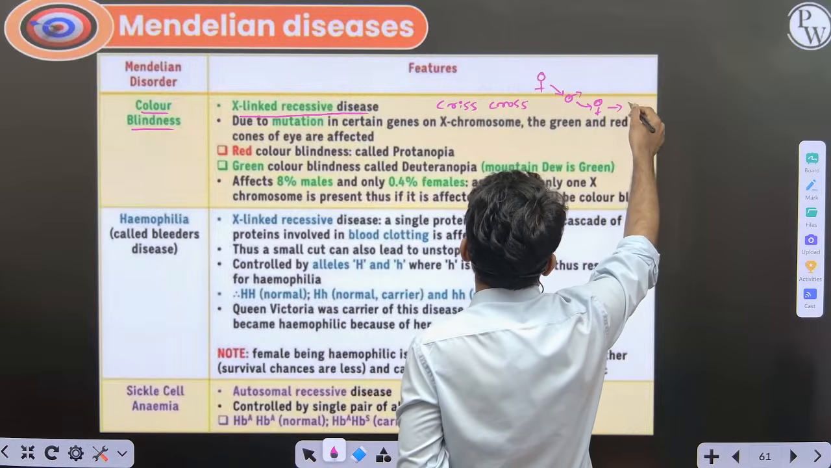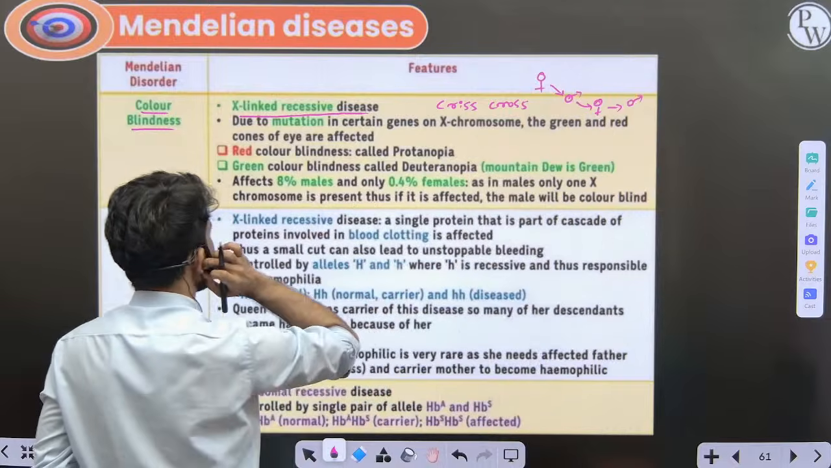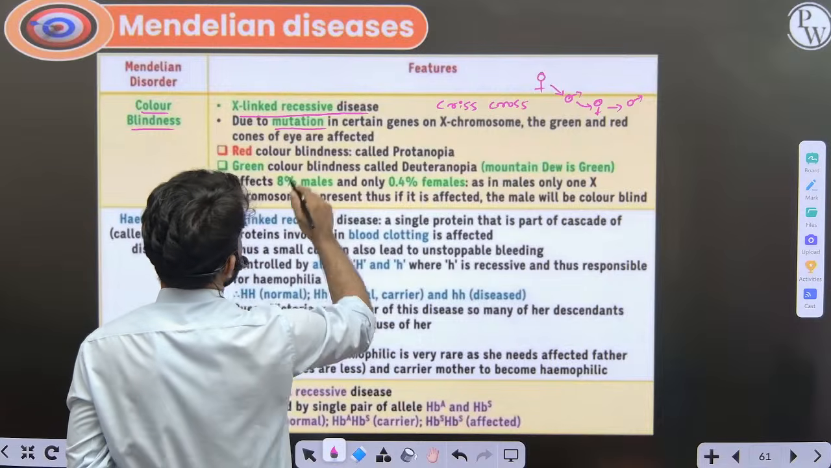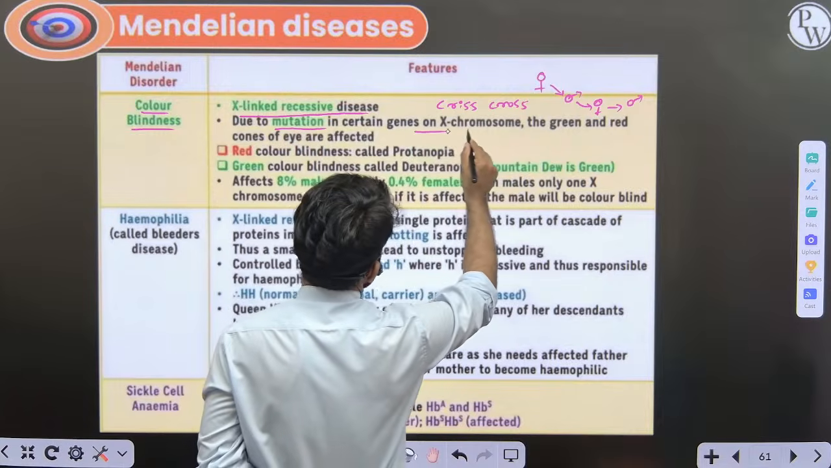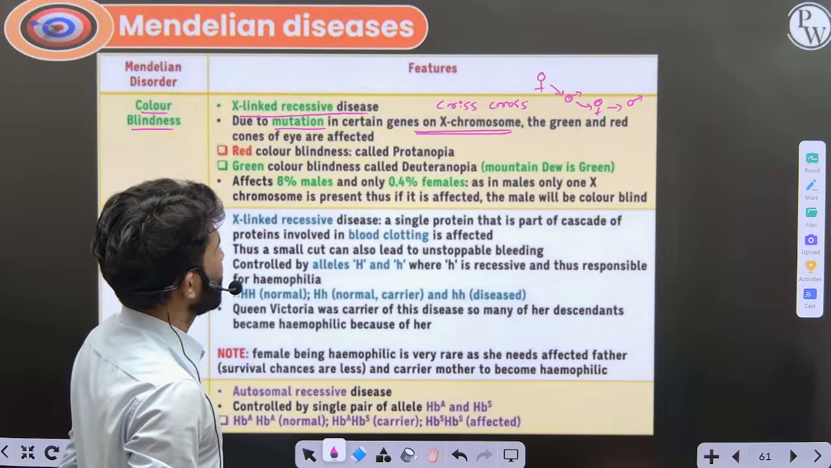Again it passes to the male. That is called criss-cross inheritance. So why is it caused? It is caused due to a mutation in certain genes on the X chromosome.